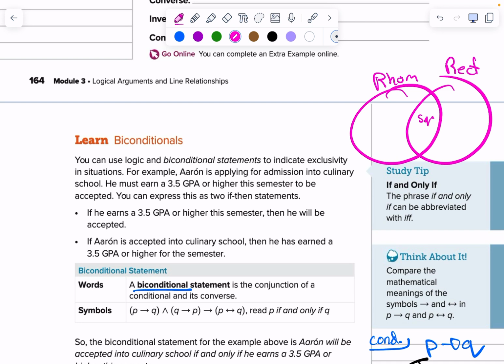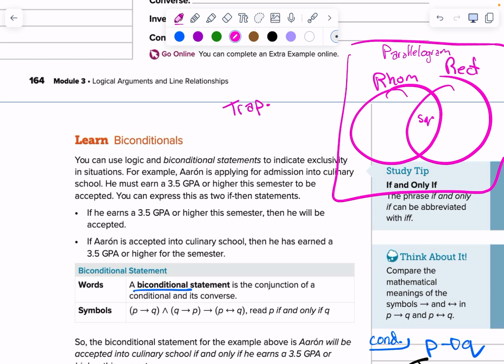And here is parallelogram land. Rectangles are parallelograms, rhombuses are parallelograms, trapezoids live over here. Kites live over here.